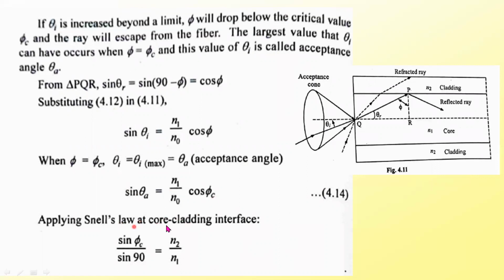Again, applying Snell's law to the core cladding interface, I can write sine phi c by sine 90 is equal to, in a similar way as we applied in the previous slide, n2 by n1, because this is again 90.